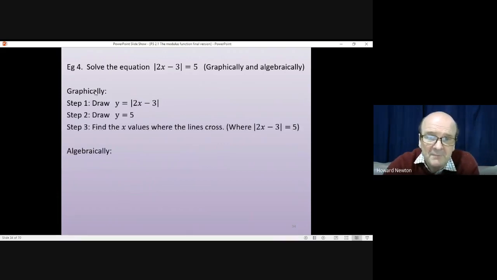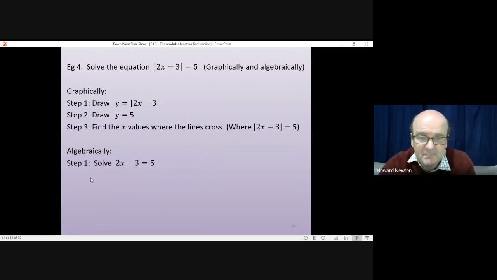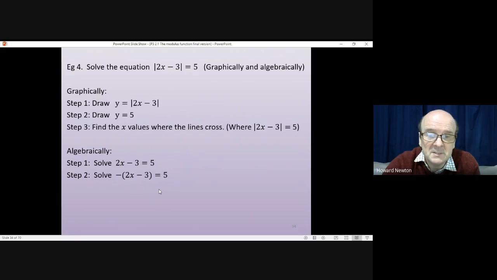When you're solving it graphically, first of all, you're going to have to draw y equals the modulus of 2x minus 3. That takes a little bit of time. Then you're going to have to draw y equals 5. Then you're going to have to find the x values where the lines cross each other. Then when you do it algebraically, first of all, you'll have to solve 2x minus 3 equals 5, and then you'll have to solve minus 1 times 2x minus 3 equals 5. Okay, pause the video, have a go doing all of that yourself, and then come back once you've completed it.